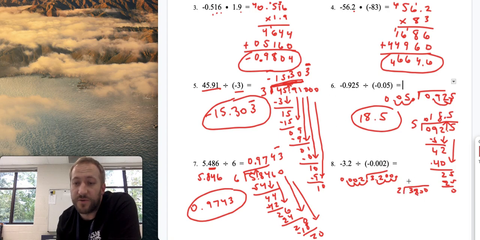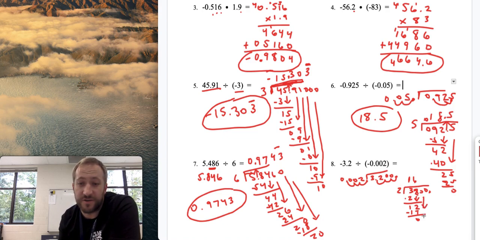So I got 2 into 3, that goes once. That's 2. Subtract and get 1. I'll bring down this 2. 2 into 12 goes 6 times. 2 times 6 is 12. I get 0. Now look, a lot of kids think they would be done, but these zeros are in front of the decimal. That's where I moved it. That's where I moved the decimal to. This number is now 3,200. I have to include those zeros.